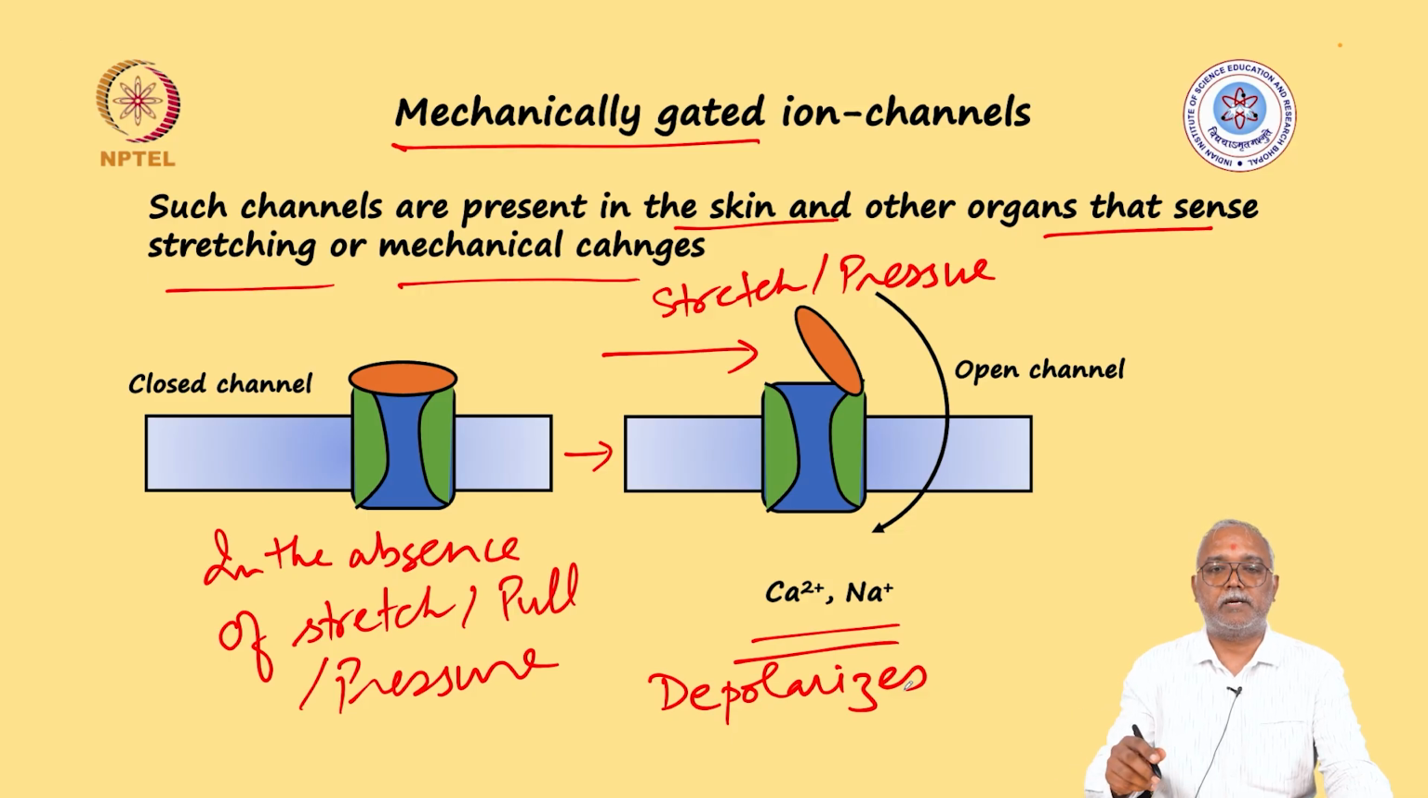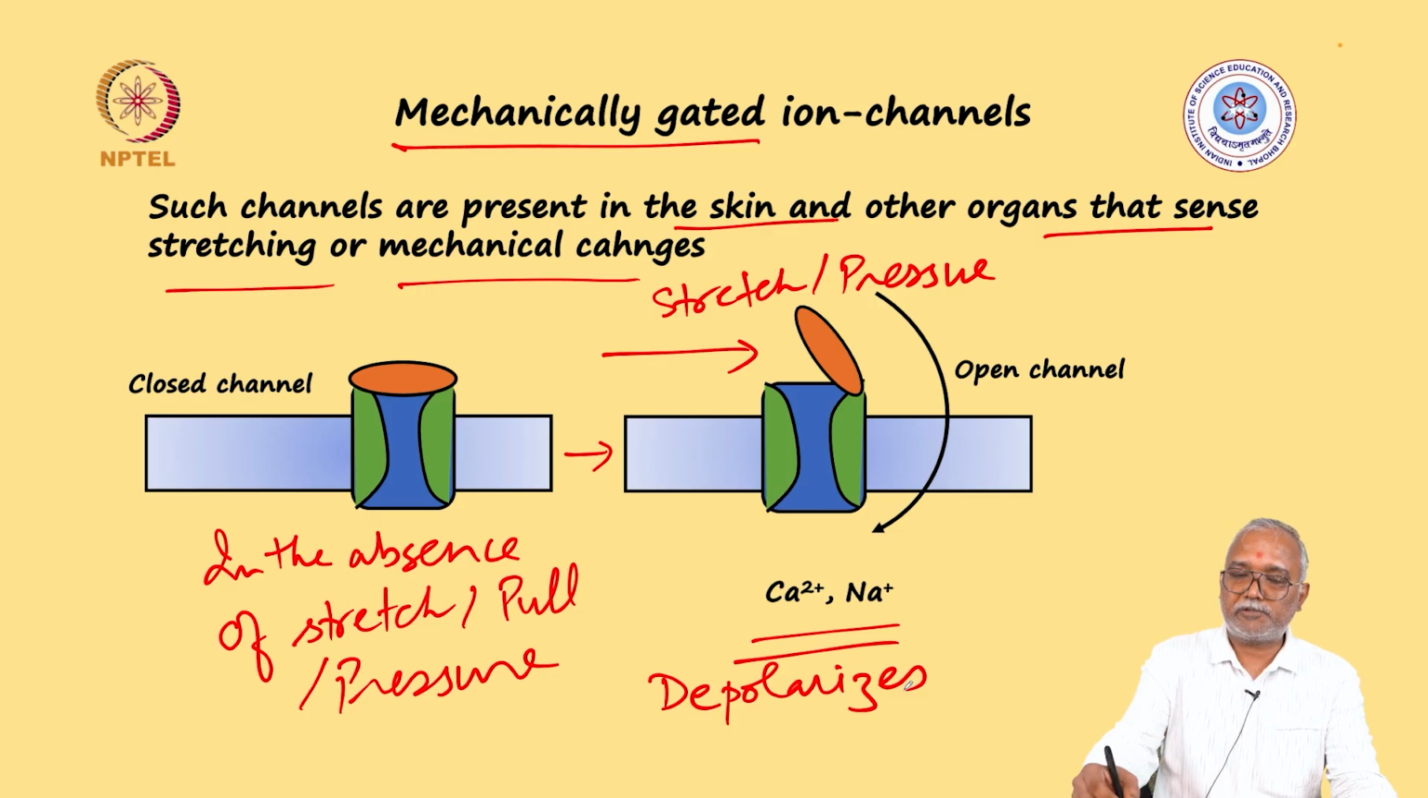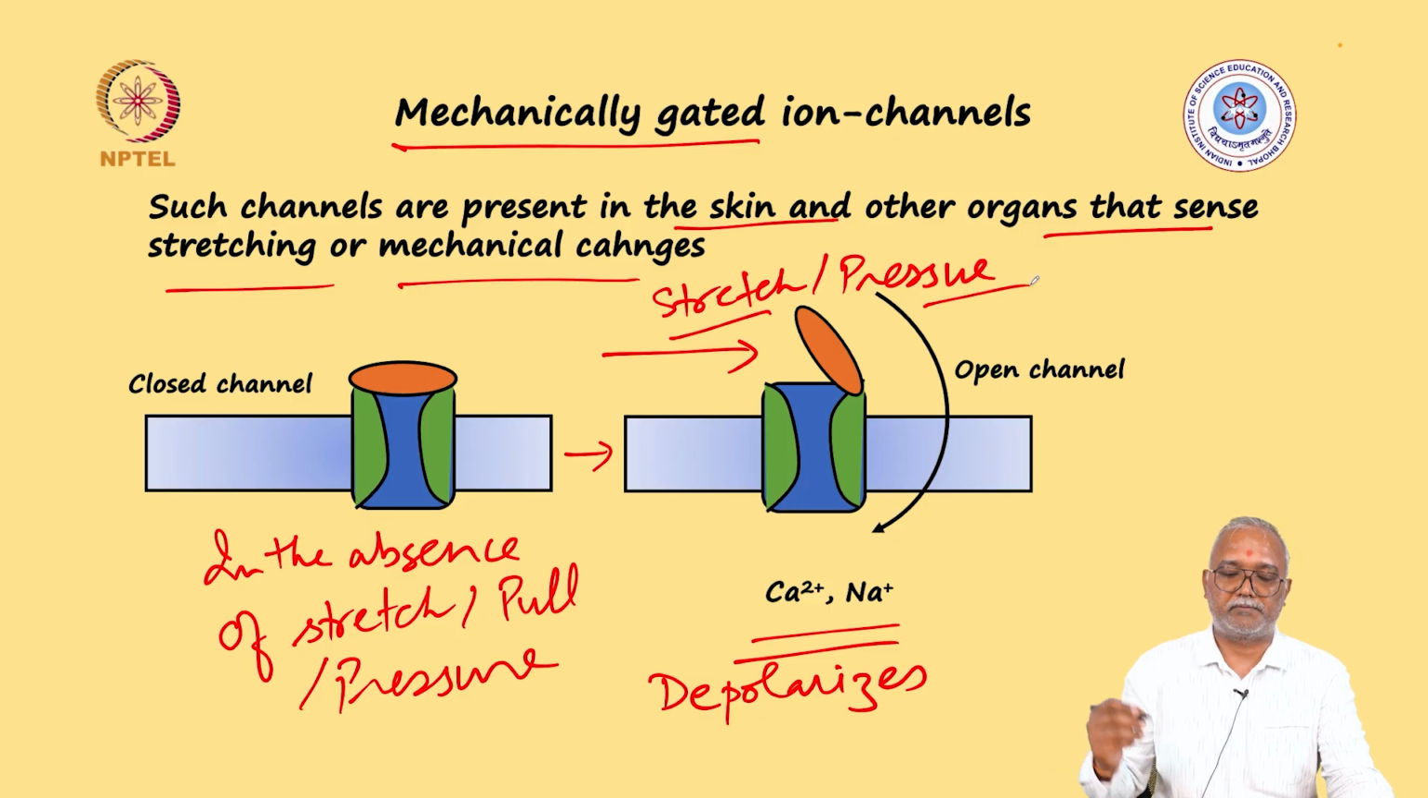Basically this depolarization is an action potential which is an electrical impulse, and this continues through the axons and multiple neurons to different regions of the brain, depending on which part of the skin the stretch has been applied or pressure has been applied.